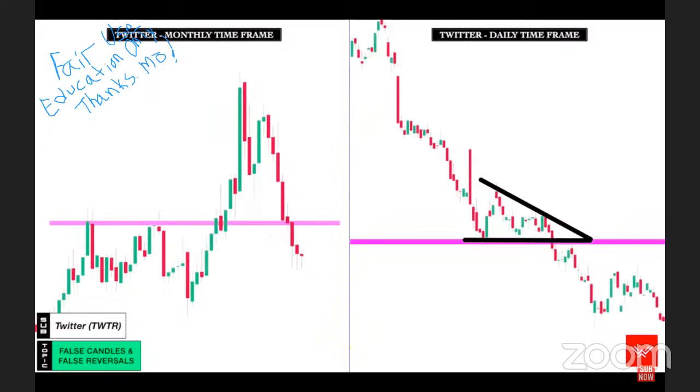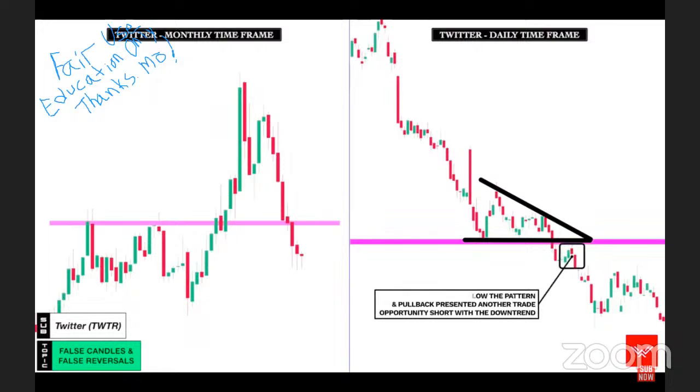Also, as a bonus, for those trading with the moving downtrend, this year actually presented another short trade opportunity for you through the pullback to the broken pattern bottom. So one more example.